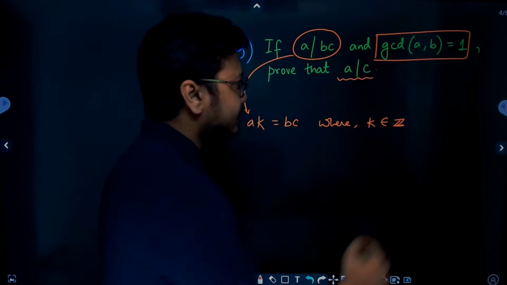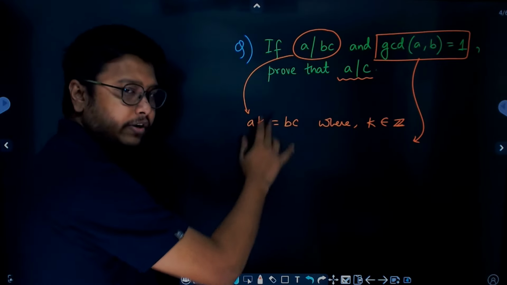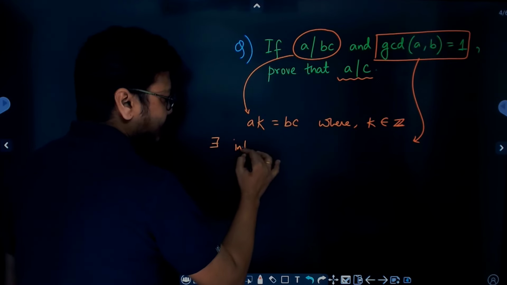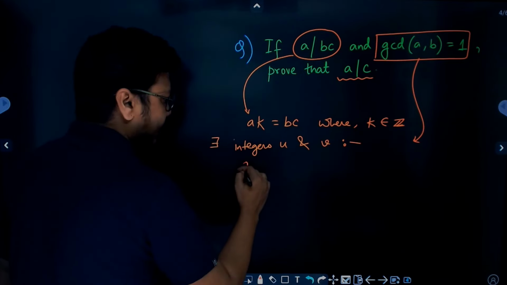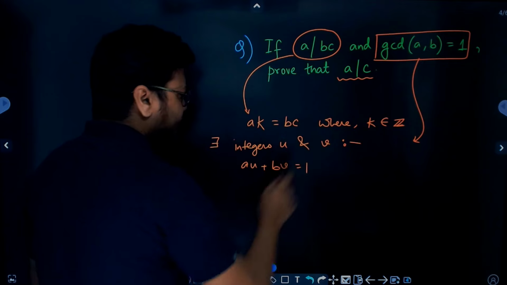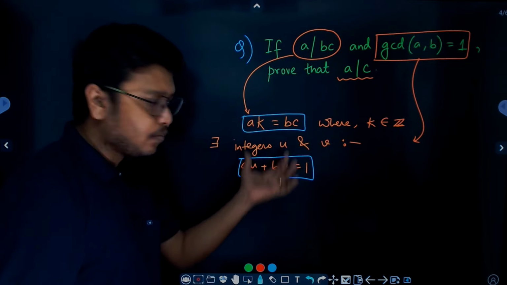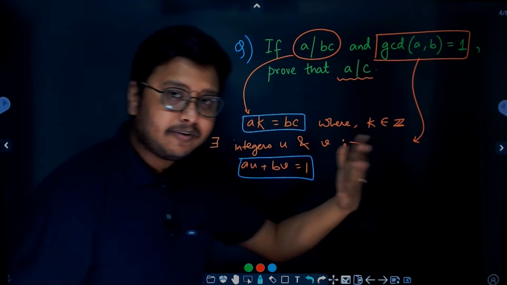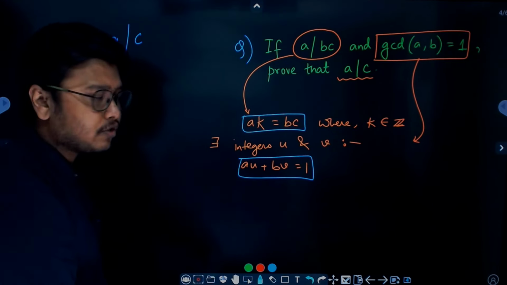Again, I'm going to convert this information into another equation, and I have already told you how the equation is to be written. So we'll say that there exists integers u and v such that AU plus BV is equal to 1. So I have got two equations. Using these two equations, I need to prove that A divides C. Now let's think, what are we trying to prove? We're trying to prove that A divides C. Now what is the equation format of this?